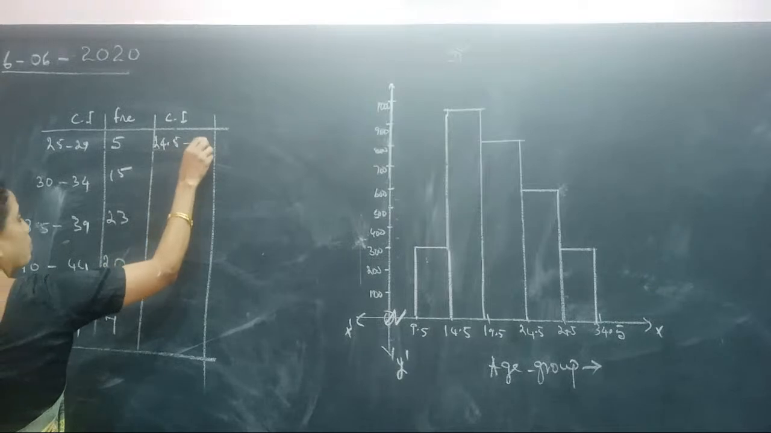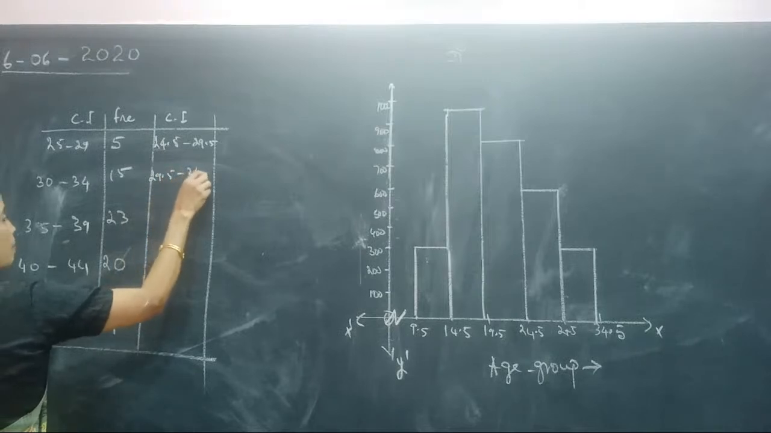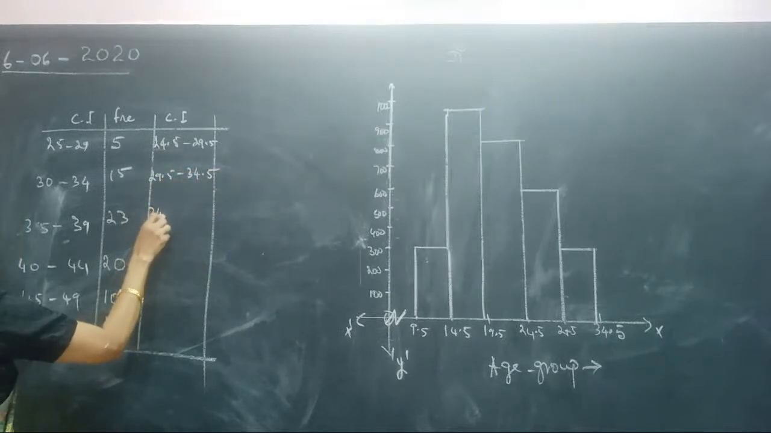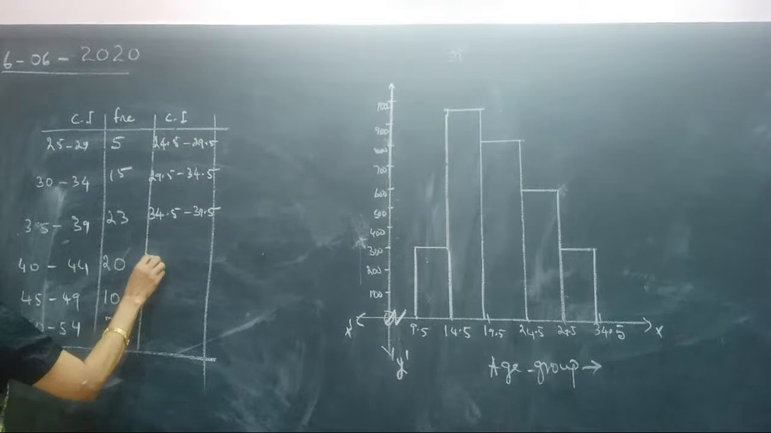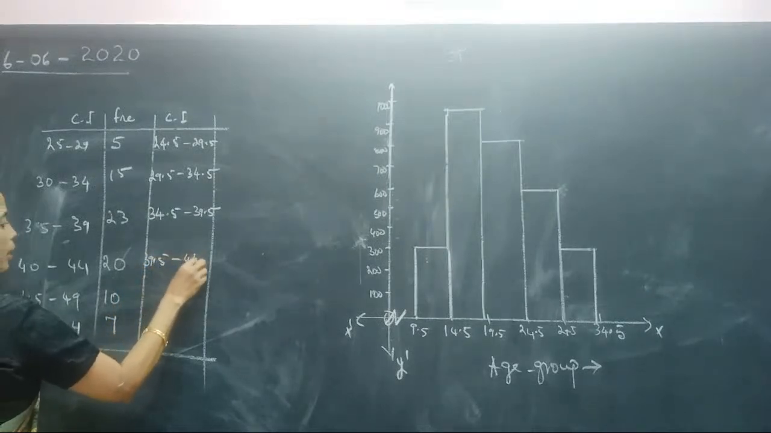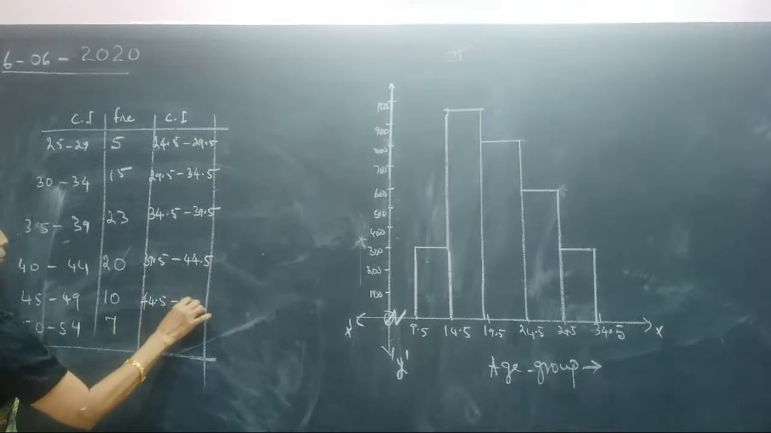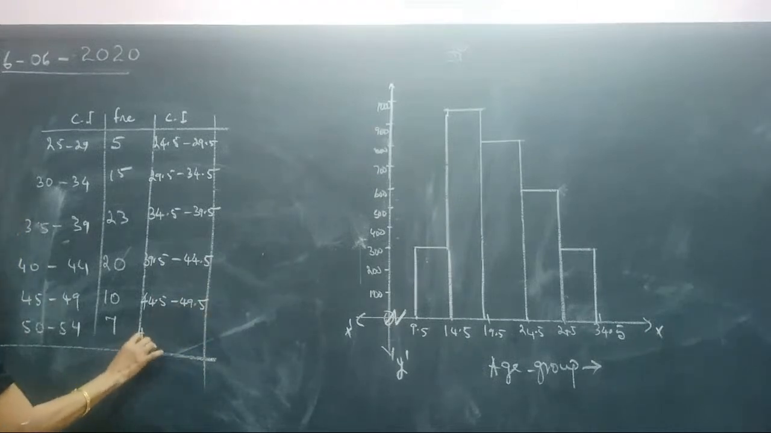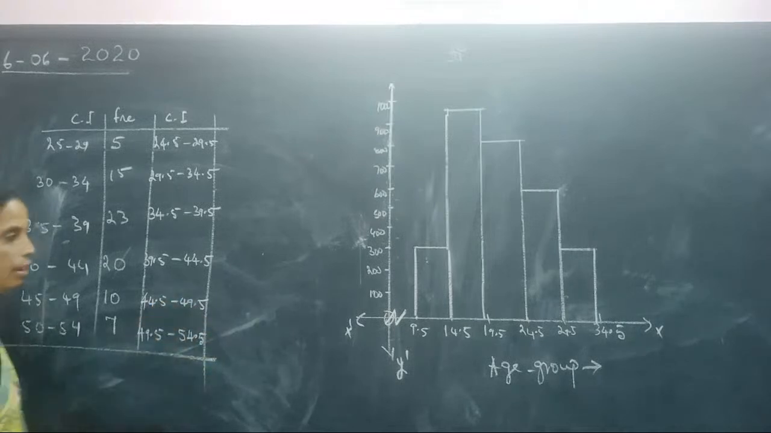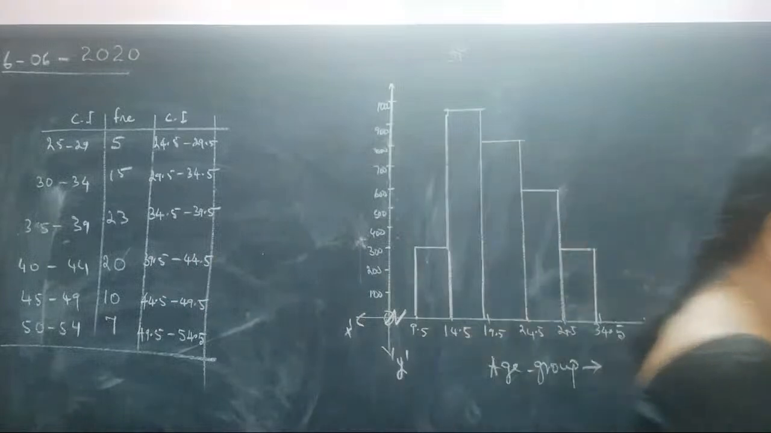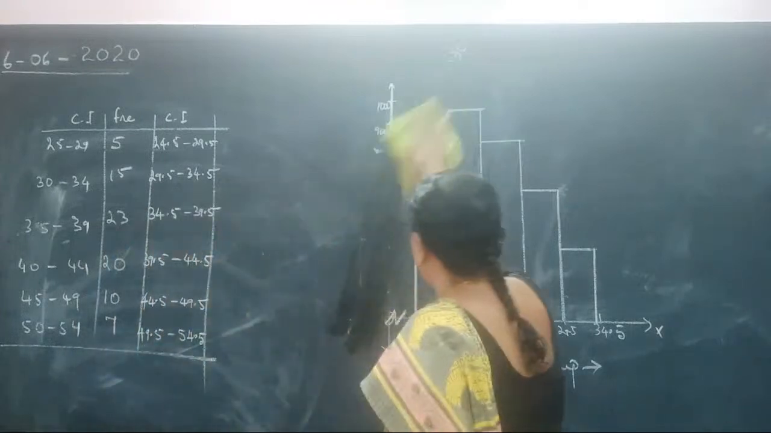24.5 to 29.5, 29.5 to 34.5, 34.5 to 39.5, 39.5 to 44.5, 44.5 to 49.5, 49.5 to 54.5. Here comes the class interval in its continuous form. Next step is plotting the same on the graph paper.